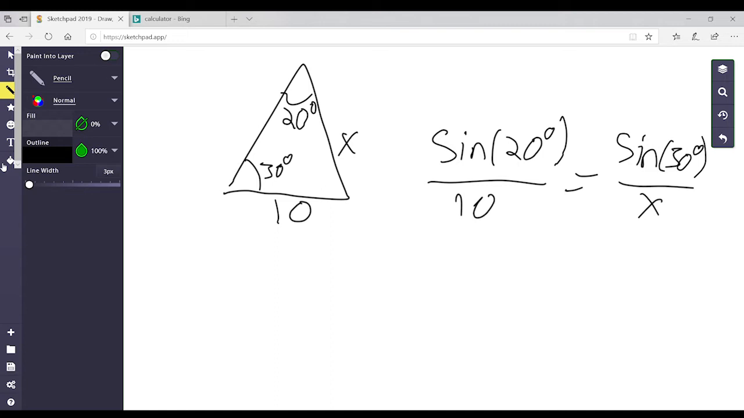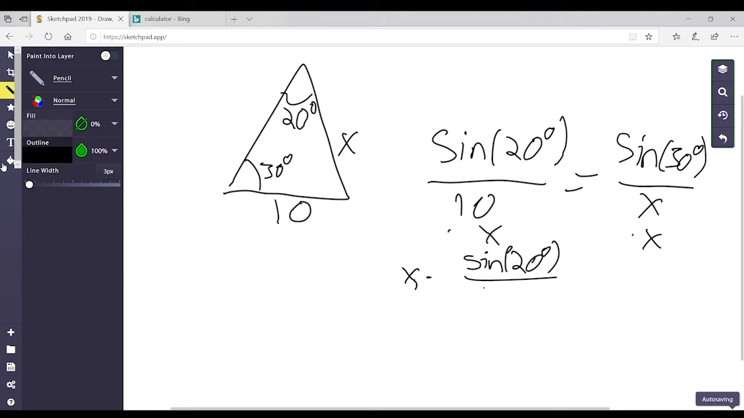So the first thing we should do in algebra is we should get x away from the denominator. So if we multiply both sides by x, we can accomplish this. So we will get x times sine of 20 divided by 10 will equal sine of 30. Okay, so now we need to get x alone, right? So let's divide both sides by sine of 20 degrees.